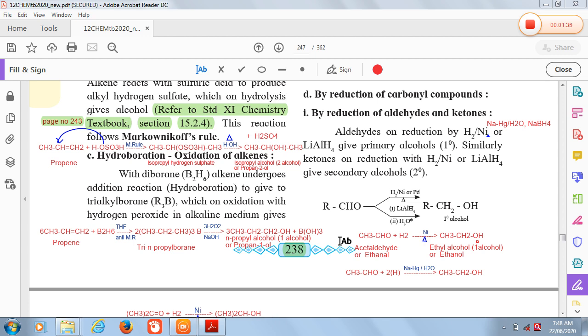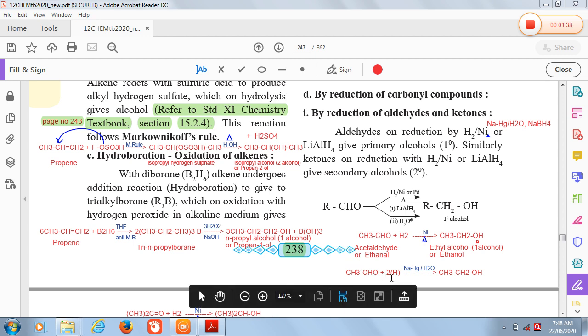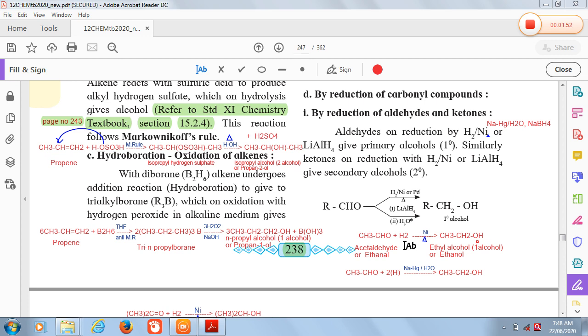The same change can be carried out with the help of atomic hydrogen. So we have to use Na-Hg/H2O, sodium amalgam in presence of water, instead of H2/nickel. Only the reagent in the reaction is changed, the remaining things are the same.